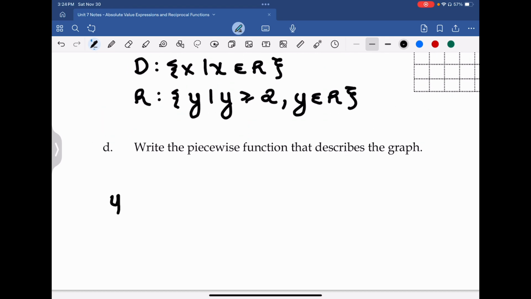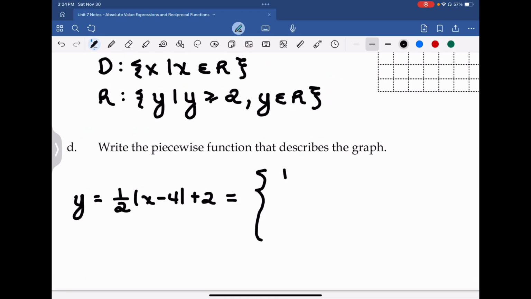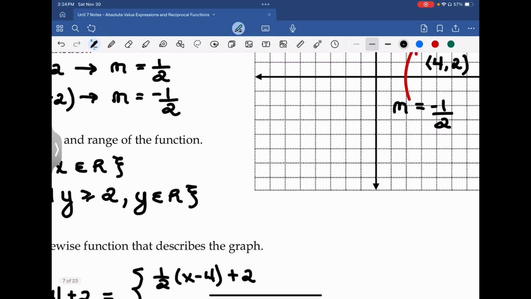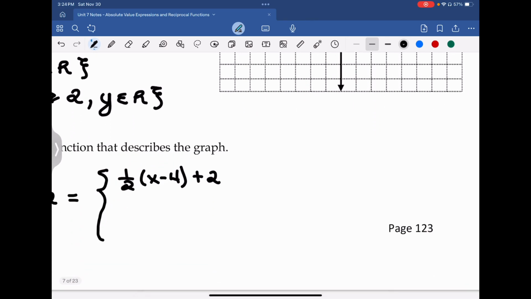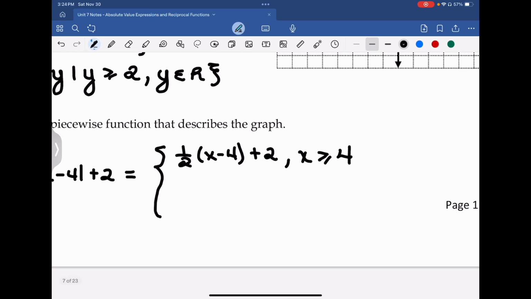Here's our piecewise. We're going to write it as y is equal to 1/2 the absolute value of x minus 4, plus 2, which can be described using the following linear lines. The first linear line here is going to be where we had our original function, where it was 1/2 of x minus 4 and then plus 2, like this. And then we have this where this was for all x values that were to the right of the x value being 4. So we're going to write this as x being greater than or equal to 4. And this would be symbolic of the original.